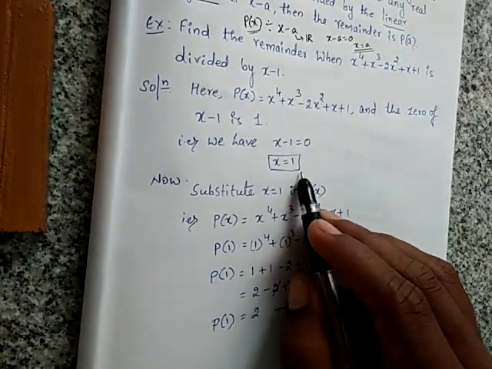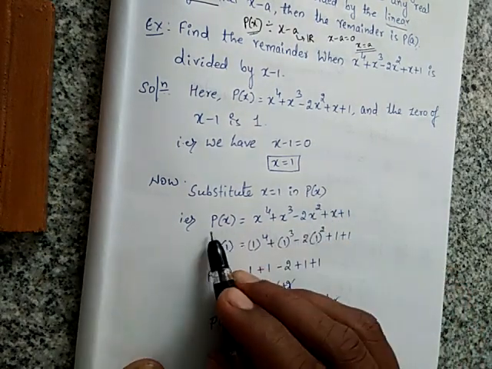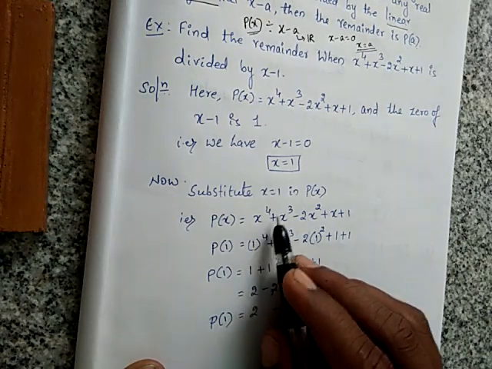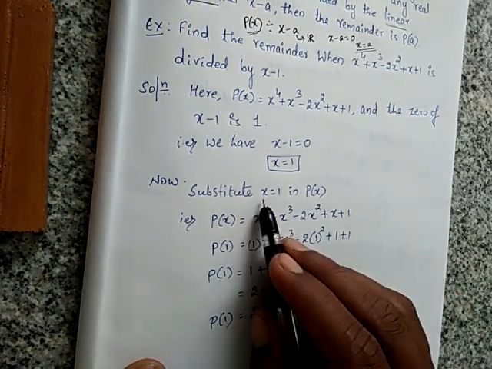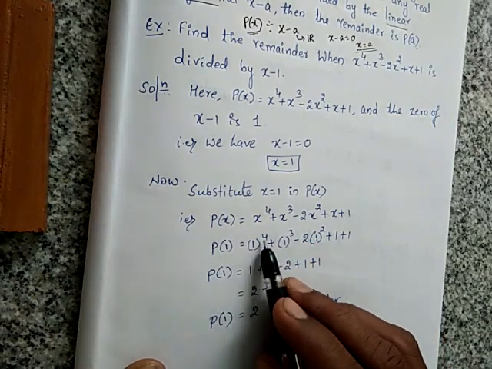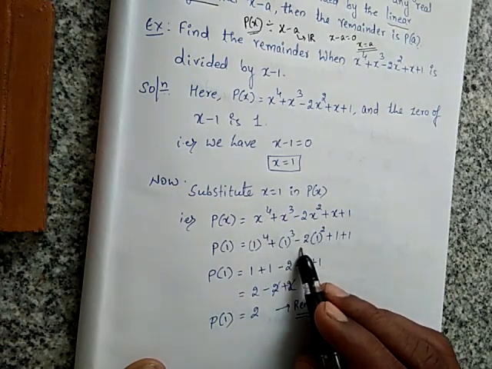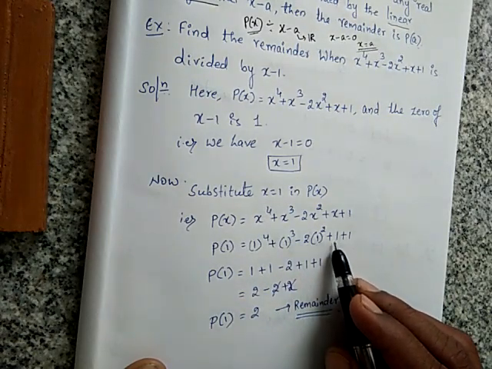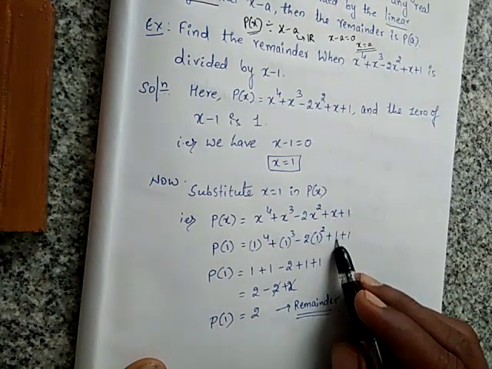Now this x is equal to 1 value you substitute in the given polynomial p of x. That polynomial p of x I have written here: x to the power 4 plus x cube minus 2x square plus x plus 1. Now substitute x is equal to 1. So instead of x I have written here 1. P of 1 is equal to 1 to the power 4 because x to the power 4 is there. Similarly 1 to the power 3 minus 2 into 1 square plus 1 plus 1. Plus 1 is constant here as it is, and instead of x I have written 1.